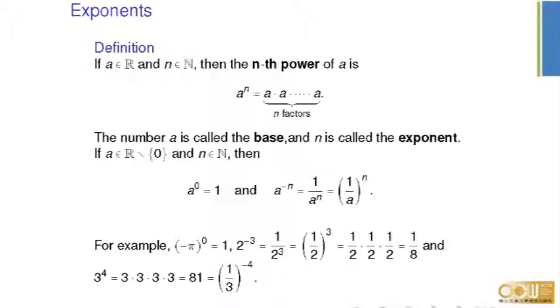One more example: 3 to the power of 4 equals 3 times 3 times 3 times 3, four times, and you get 81. With notational manipulation, it also equals (1/3) to the power of negative 4.